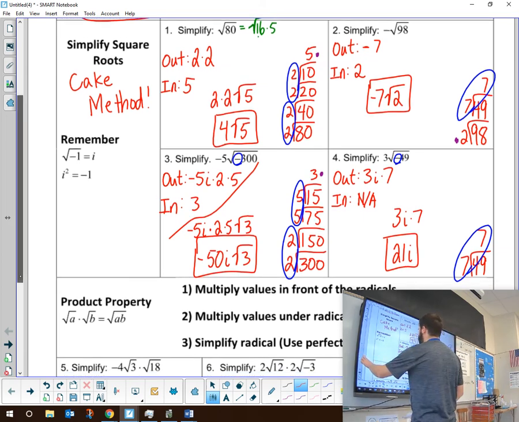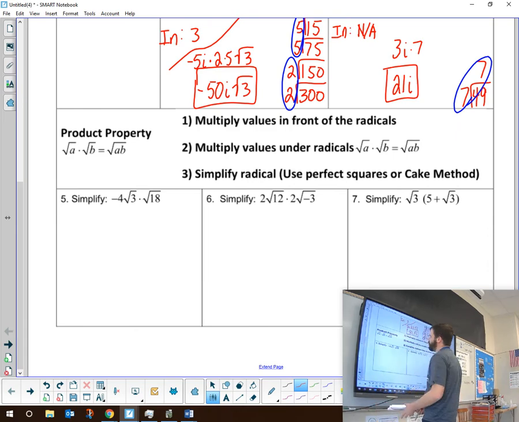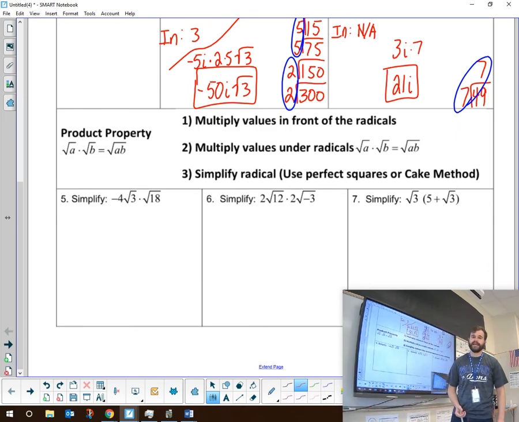Let's go ahead and move down and talk about the product property. Pretty much all the product property means is if you multiply 2 square roots together, we multiply what's inside the square roots together as well. So the square root of a times the square root of b equals the square root of a times b. Let me show you. Here we have negative 4 square roots of 3 times the square root of 18.